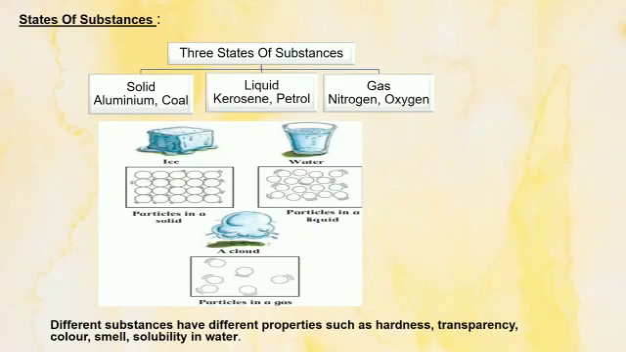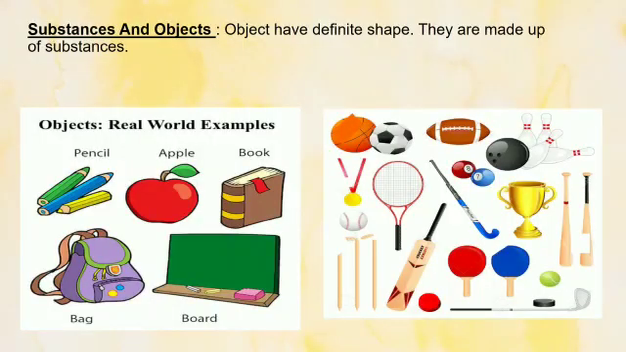All substances in nature have a particular form, that is, they are made up of particles. In nature, every substance occurs in a specific state. Accordingly, that substance is called a solid, liquid or gas. For example, aluminium and coal are solid. Kerosene and petrol are liquid, while nitrogen and oxygen are gas. Different substances have different properties. Substances may differ with respect to their properties like hardness, transparency, color, smell, solubility in water, etc.